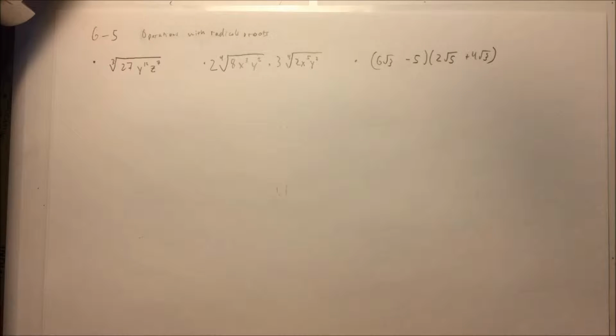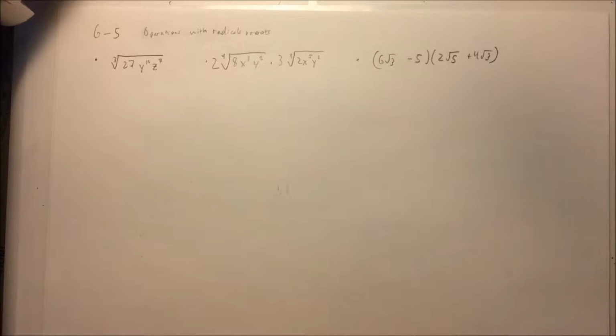Moving on, we are now in section 6.5, operations with radicals and roots. This section is pretty much simplifying. It's not super hard, but just showing you lots of different ways you can rewrite them.